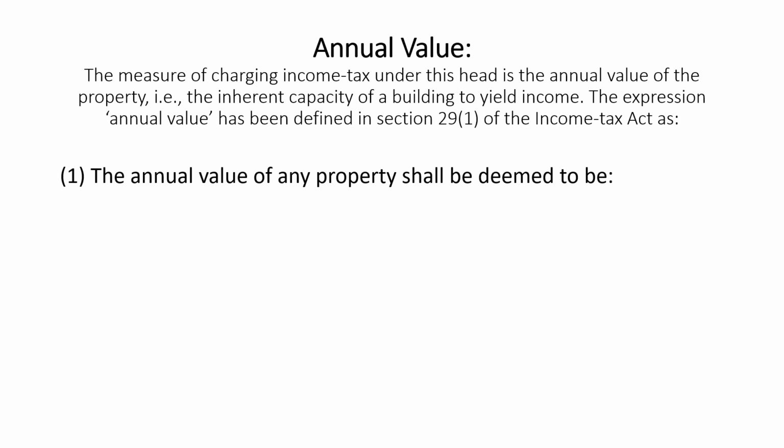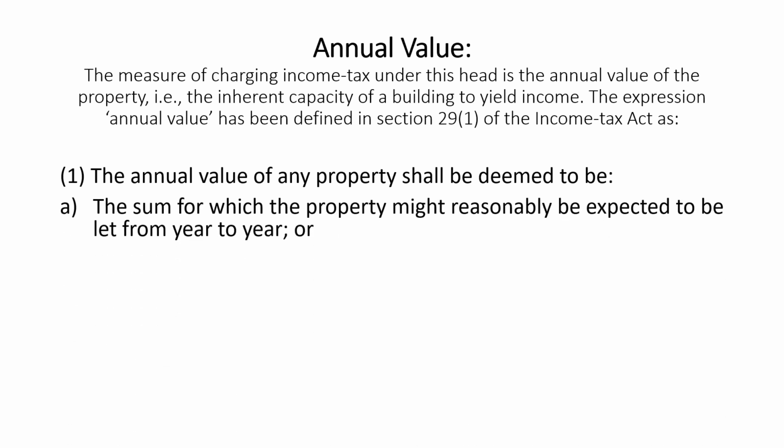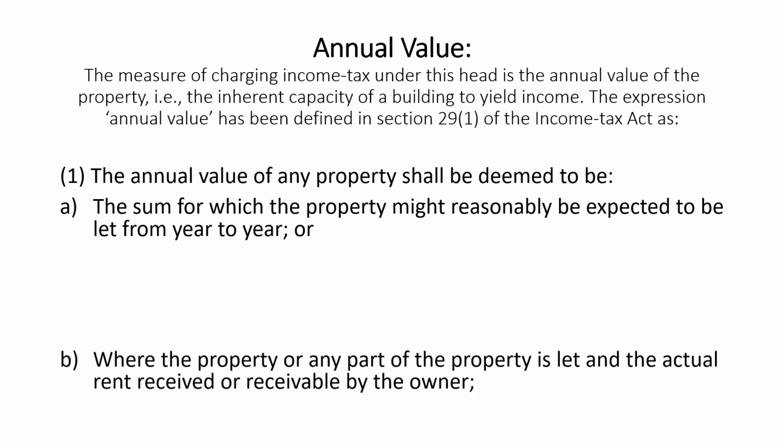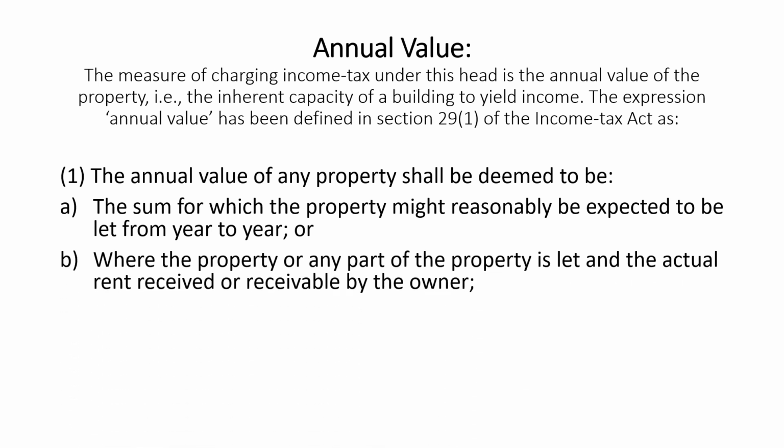The expression annual value has been defined in Section 23, subsection 1 of the Income Tax Act, which is as follows. The first condition is that the annual value of any property shall be deemed to be, that means if the following conditions are satisfied, then it is deemed to be annual value. The first condition under this is the sum for which the property might reasonably be expected to be let from year to year. The second one is where the property or any part of the property is let, the actual rent received or receivable by the owner.